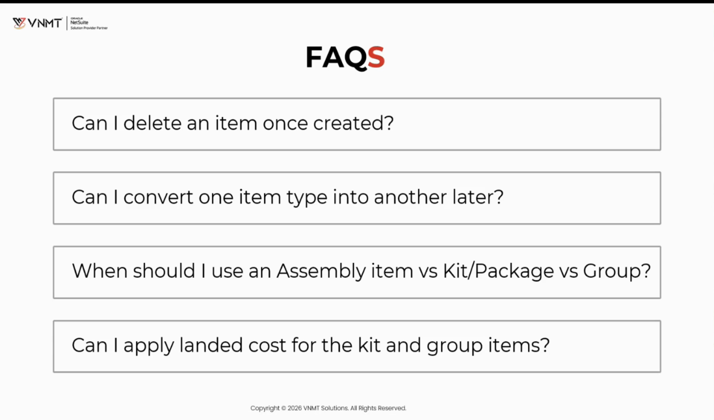Now, you cannot apply a landed cost on kit or group items. This is because they do not have their own inventory. The inventory is with the individual component items. So there's no concept of adding any landed cost on the kit or group itself. Individual component items get the landed cost associated with them.